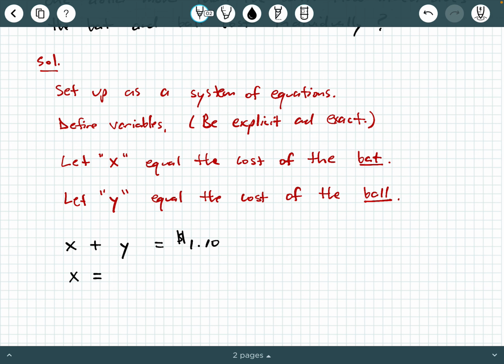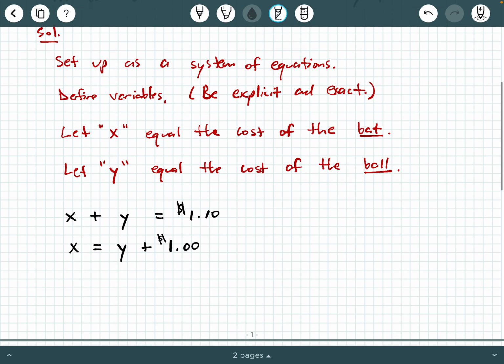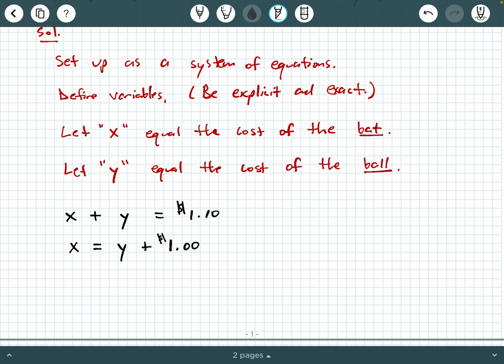So what do I write? Maybe pause the video and think about it for a second. So I would say x equals y plus 1. You could put 1.00 if you want. Okay? And again, where am I getting that from? Well, the second sentence here, the bat costs $1 more than the ball. So x is $1 more, is a plus sign, than the cost of the ball.